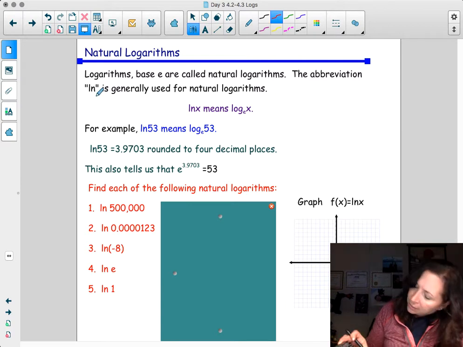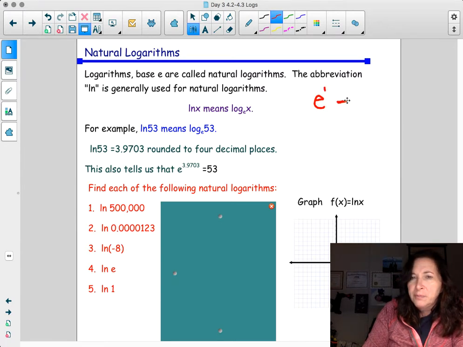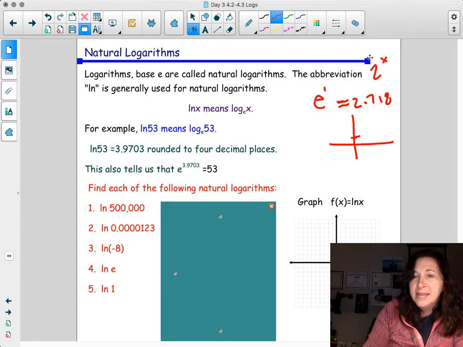the ln is our natural log, and logarithms base e are called natural logs. Now, in previous lessons, we've actually talked about the value of e, or e to the 1 power, and that is about 2.718. What we've done is we've actually graphed this before, and we've graphed, let's say, 2 to the x power, and we've graphed like e to the x power, and basically you have your 2 to the x power that looks like that.